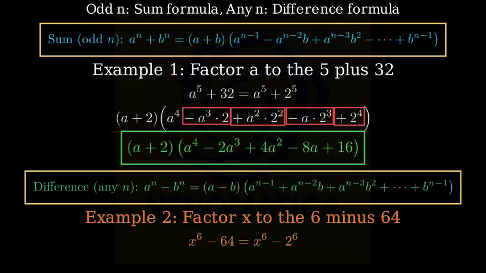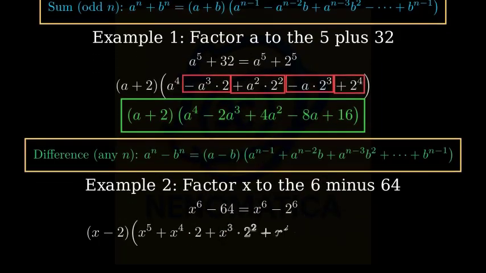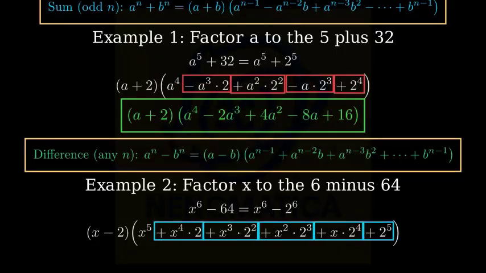Step 1. Rewrite 64 as 2 to the sixth. Step 2. Apply the difference rule with n equals 6 and b equals 2. That gives (x minus 2) times (x to the fifth, plus x to the fourth times 2, plus x cubed times 2 squared, plus x squared times 2 to the third, plus x times 2 to the fourth, plus 2 to the fifth).